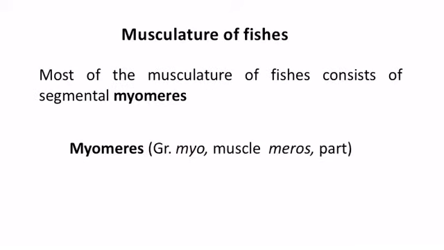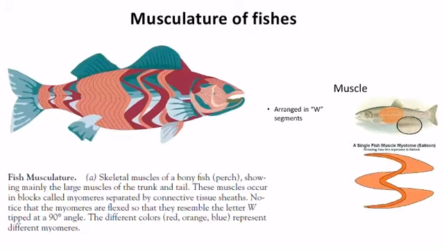Musculature of fishes. Most of the musculature of fishes consists of segmental myomers. Myomer is from the Greek word where myo means muscle and meros means part. This diagram indicates the skeletal muscle of bony fish, showing mainly the large muscles of the trunk and tail region, and these muscles occur in blocks called myomers separated by connective tissue sheaths.